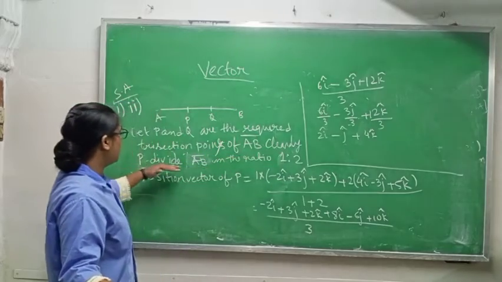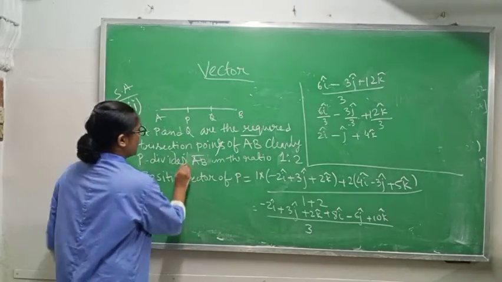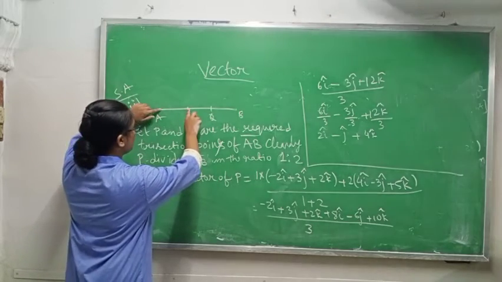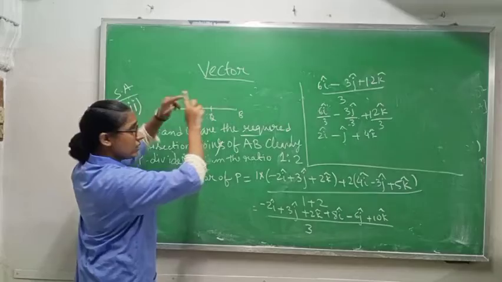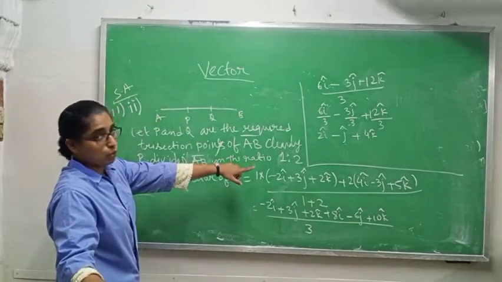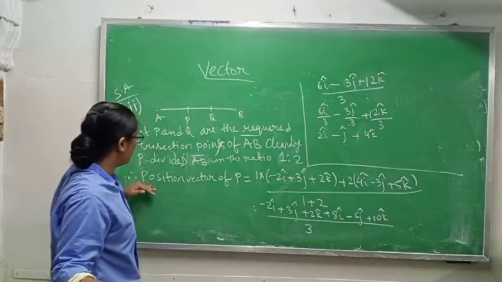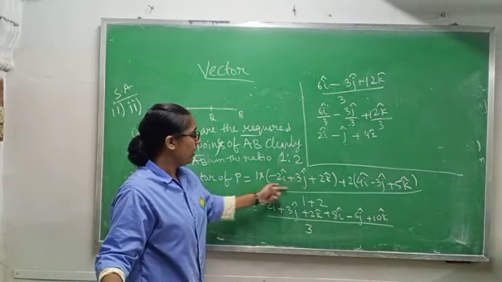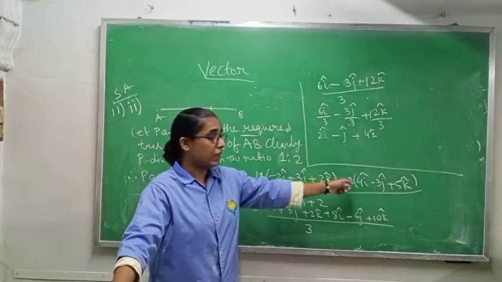Clearly, P divides AB in the ratio 1:2. Why? Because P is here, so this part is one part and this part consists of two parts. That is why the ratio is 1:2. Therefore, position vector of P: I told you that this 1 will multiply with A and this 2 will multiply with B vector.